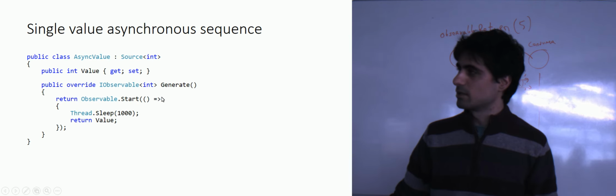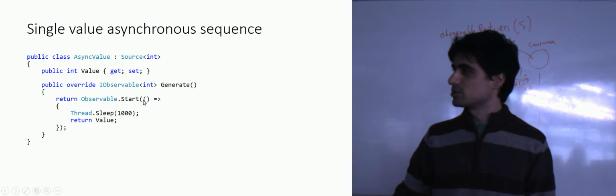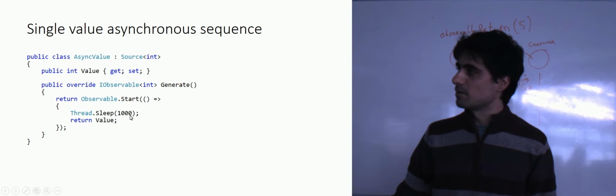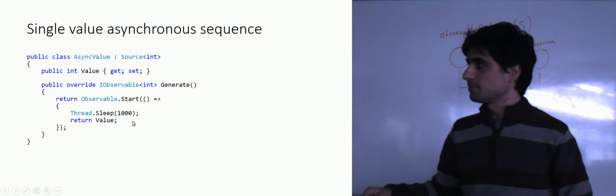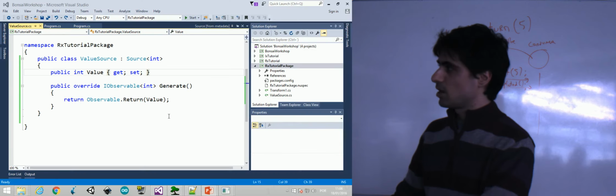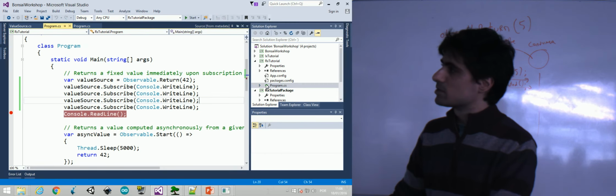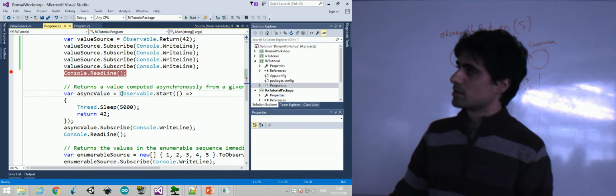And this little symbol is the separation between the argument list and the body of the function. In this case, I'm simulating a hard computation, basically with a sleep. So now my observable sleeps for a second before returning the value. Otherwise, it's exactly identical. So you can see this running over here. I have here the same thing again, the start. So the computation of the value is done asynchronously.